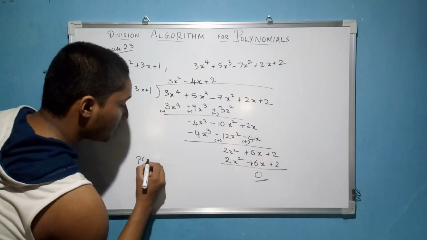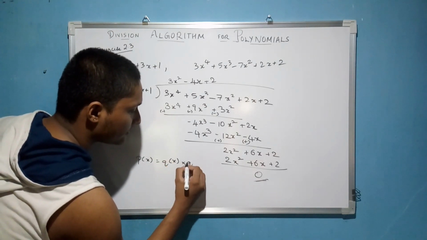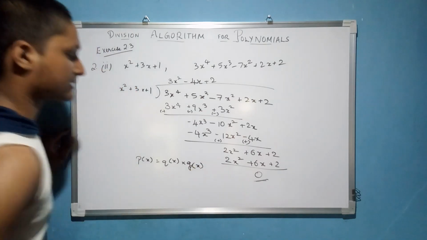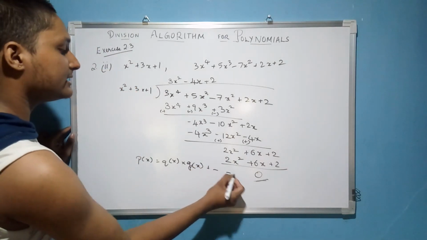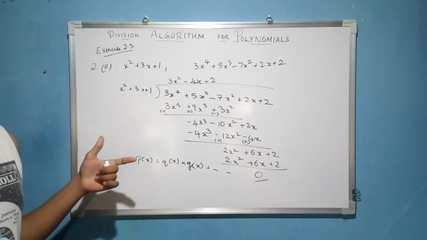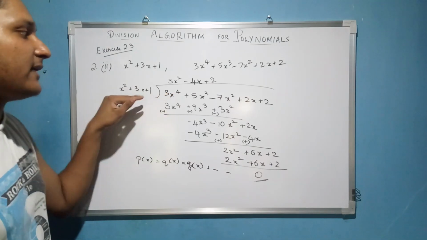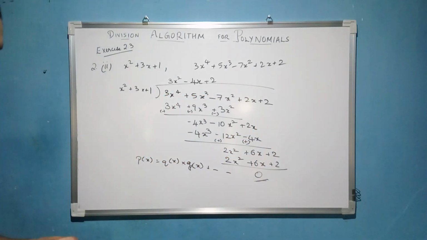Or I can write that p of x is equal to q of x into g of x. That means since the remainder is 0, g of x is a factor of p of x. That's what we found out in the previous question also. Therefore x square plus 3x plus 1 is a factor of this given polynomial.